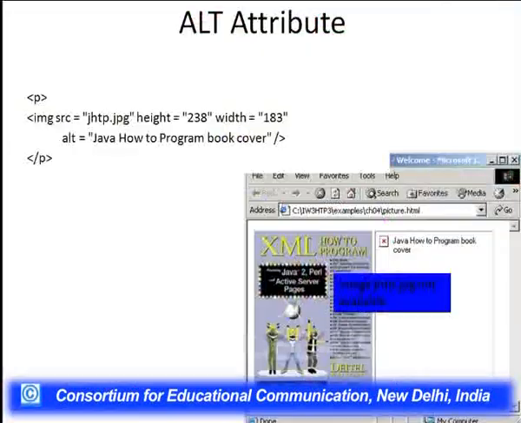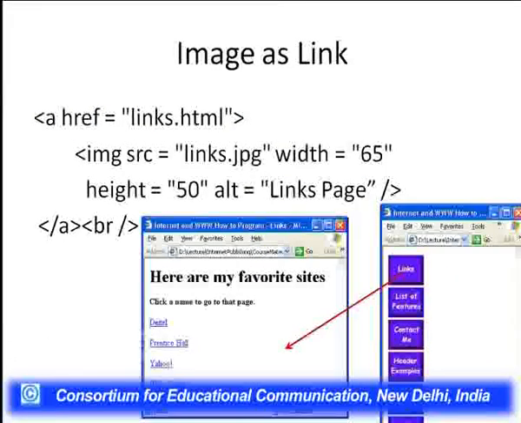Then the alt attribute, as I just showed you how the alt attribute works. In case the image fails, then a description of the image will come in the alt attribute. Here you can also see that the height and the width of the image file have been specified in pixels. So a height of 238 pixels and a width of 183 pixels has been specified.